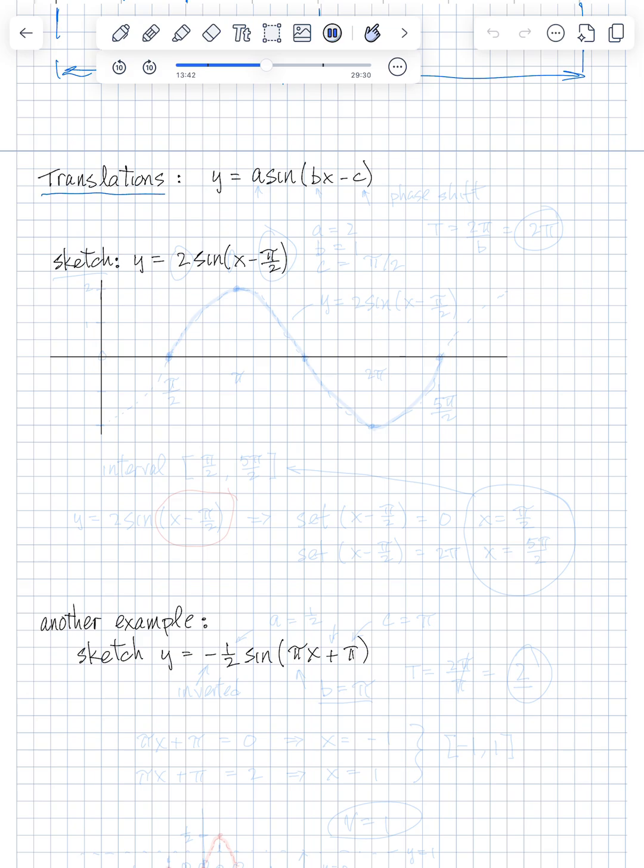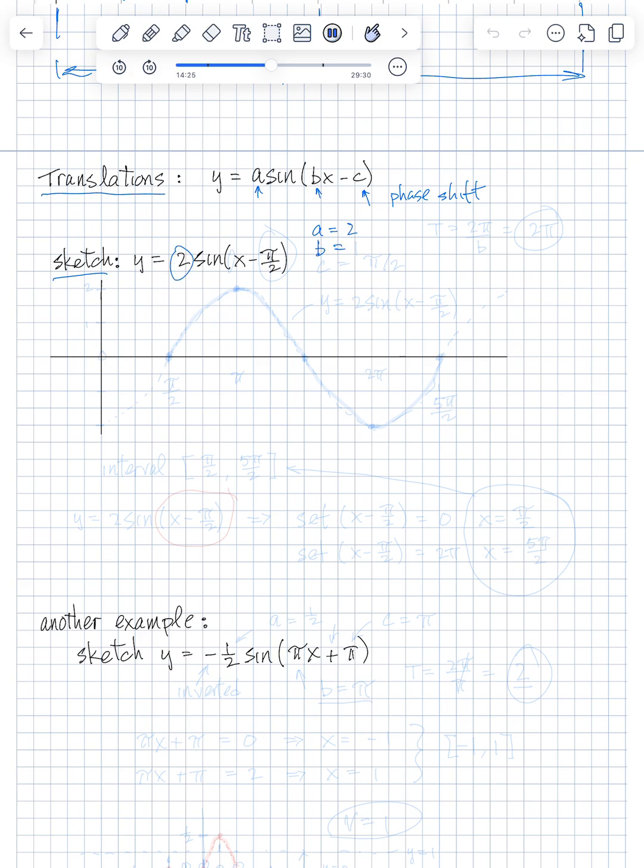We're going to use the form y is equal to a sine of bx minus c. Remember, a is the amplitude, b is the horizontal stretch or shrink, c is the horizontal phase shift. So when we first get a problem, like this one, sketch y is equal to 2 sine of x minus pi over 2. We want to identify a, b, and c. So a, the amplitude in this case, is 2.